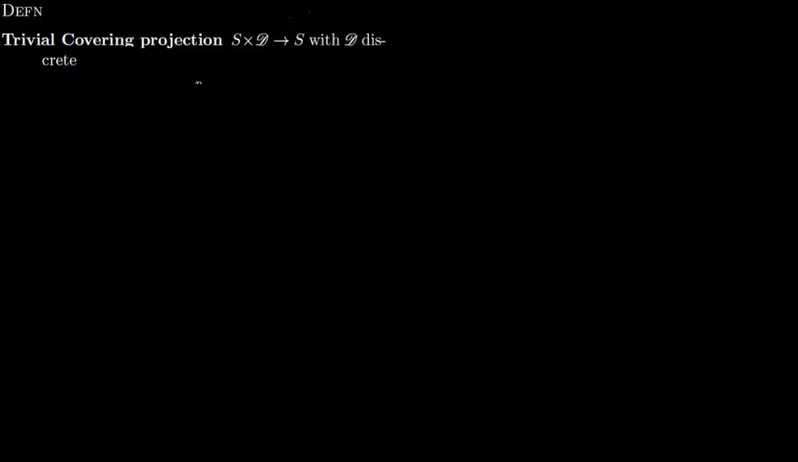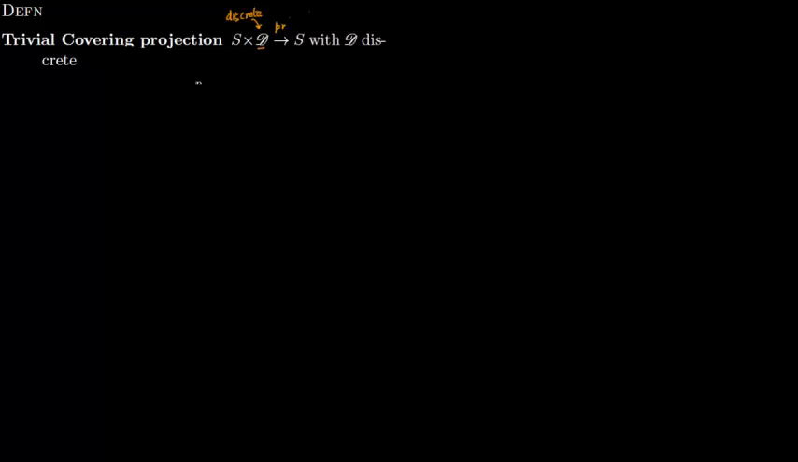So we start by defining trivial covering projection. A trivial covering projection is nothing but a projection map. You can think of it as a projection map, and this projects onto S, where this D is discrete.